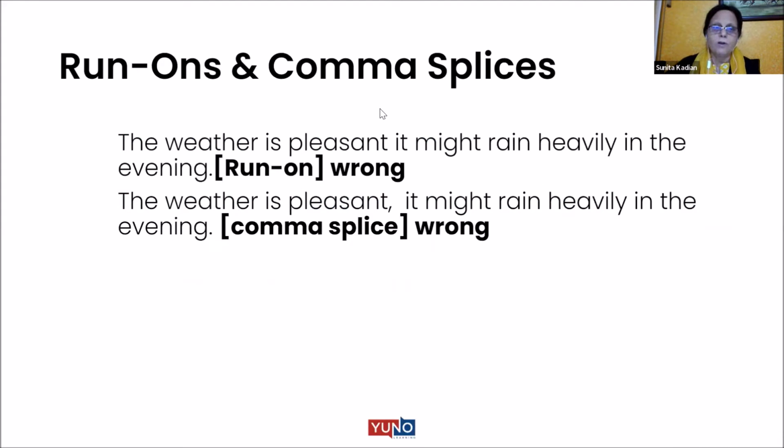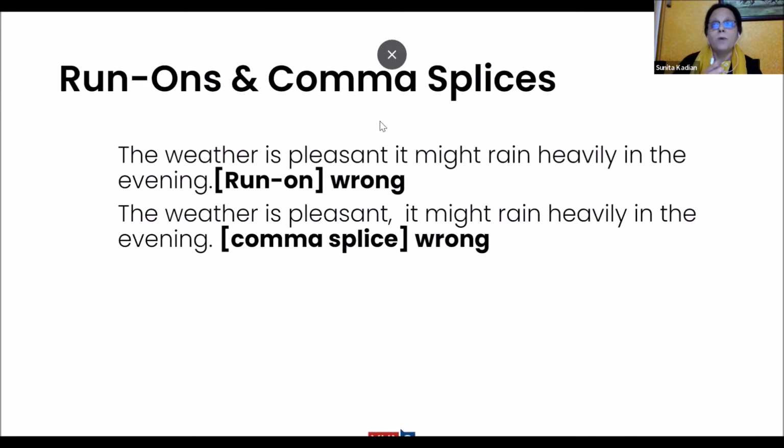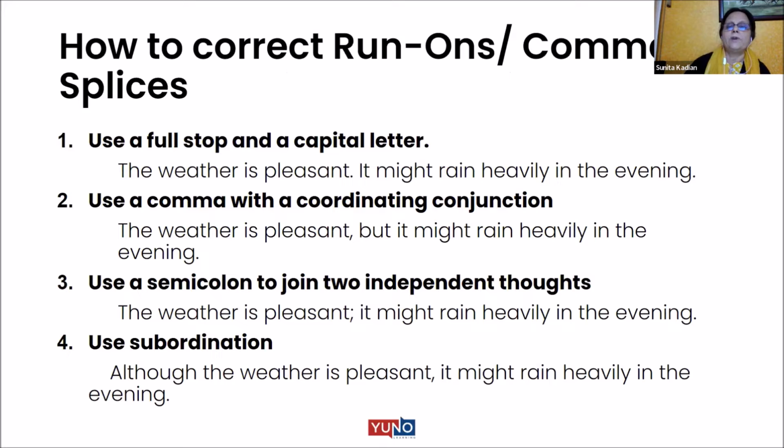So this is what we call run-on. These are run-ons or comma splices, comma splice. Sometimes the students avoid putting anything. The weather is pleasant, it might rain heavily in the evening. This is a run-on sentence. Wrong. Comma splice, again, you're putting just a comma. Wrong. So you should put a conjunction over here, or you can put a semicolon and continue with it. So how do we correct run-ons?